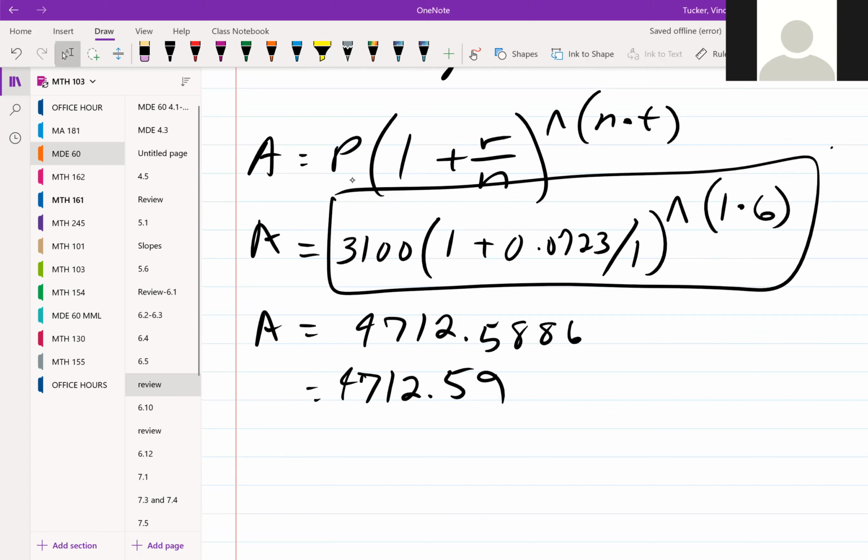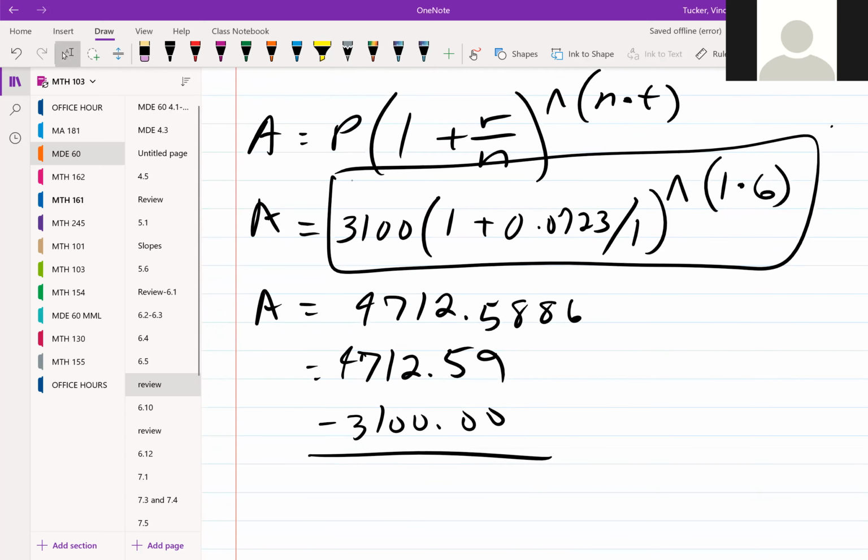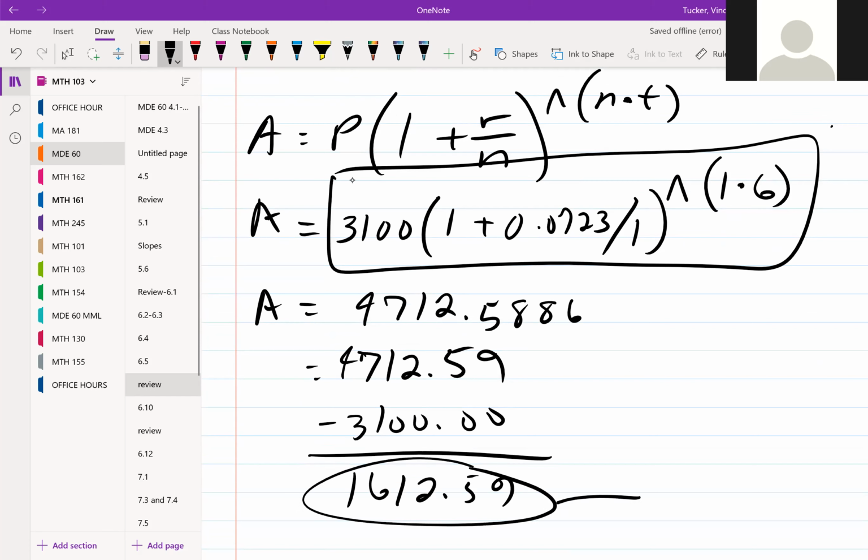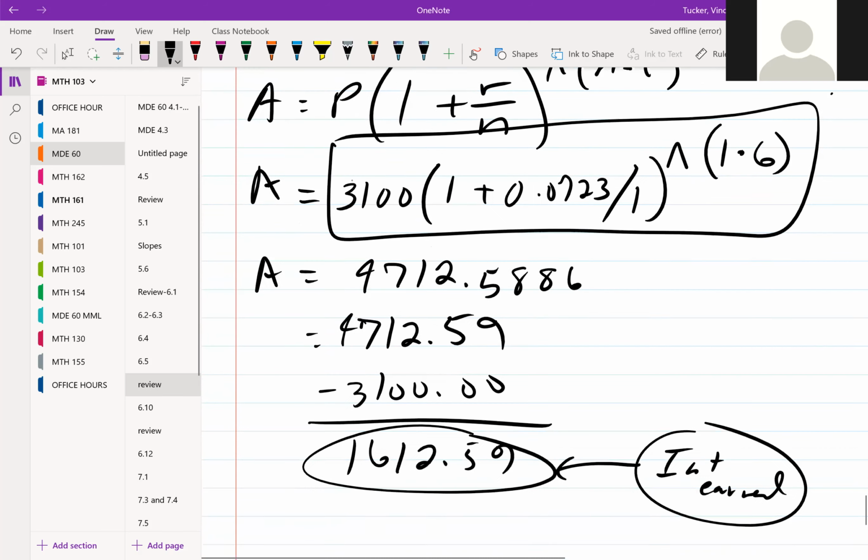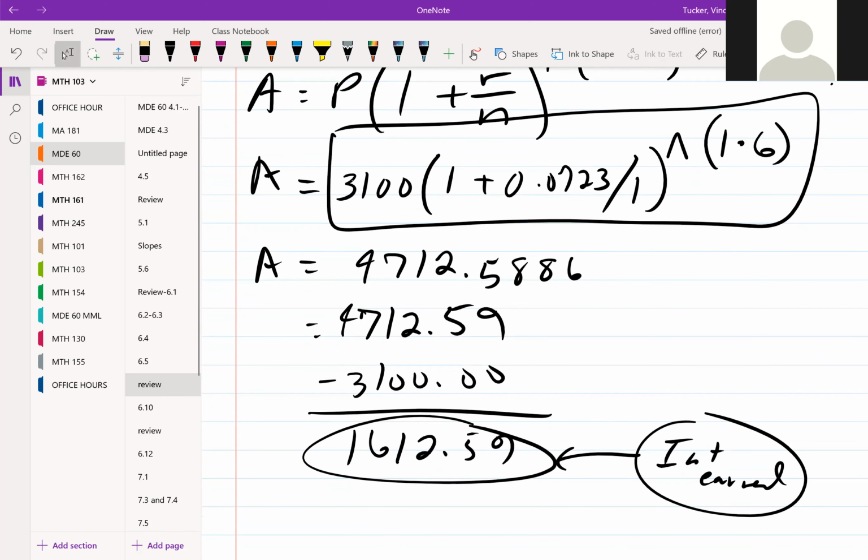Now, if you want to find the interest, you would subtract what you originally had. Remember, you originally had 3,100. So you subtract 3,100 from that amount that's in the account, and so it's going to be 1612.59. So that represents the interest earned. So what's the principal? The principal is 3,100. That's what we had in the account initially, what was deposited into the account.